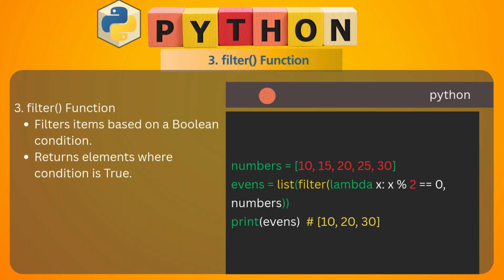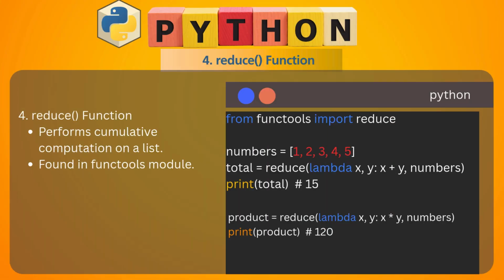We will see filter function. Filters items based on Boolean condition. It returns elements where condition is true. Now you see numbers 10, 15, 20, 25, 30. Even is a variable. We are just filtering it using the list command: list filter and lambda x: x modulus 2 equal to 0. If it is divisible by 2 and the modulus is 0, then it is filtered out. The numbers that satisfy this condition are 10, 20, 30. So that's the result.